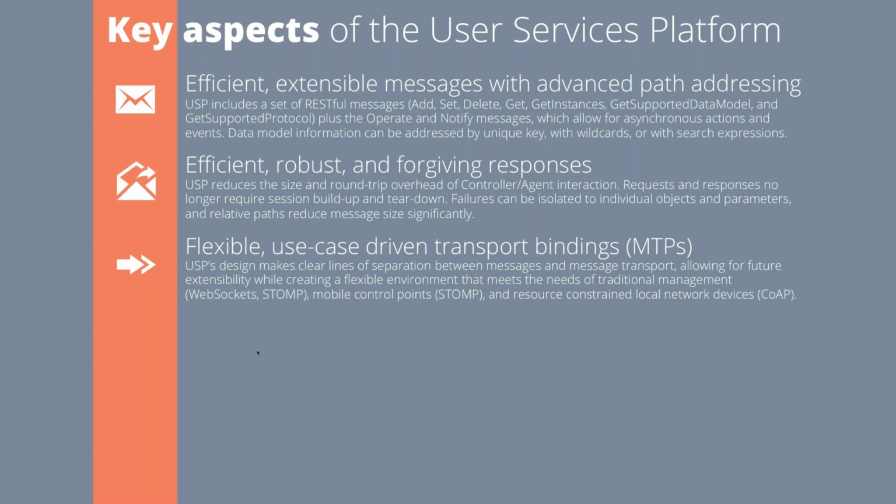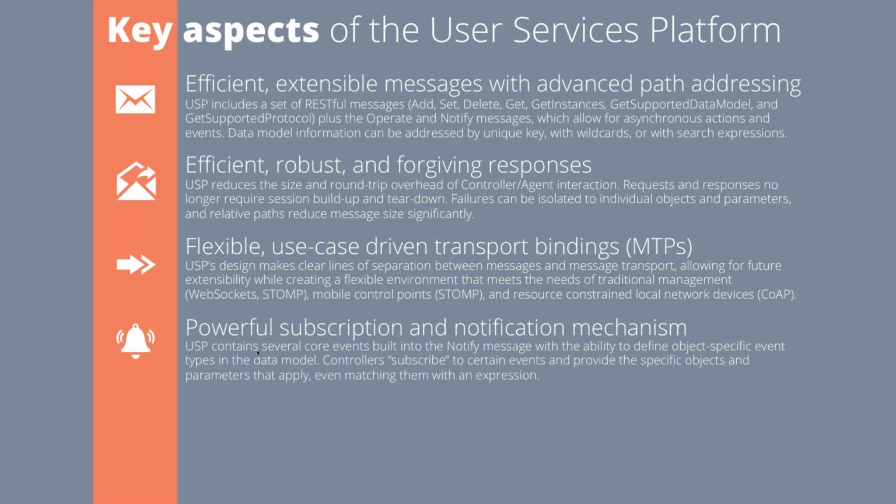In USP, the line between protocol and transport, which we call message transfer protocols, or MTPs, to not confuse it with the actual OSI transport, is very clearly defined. And this not only allows for future expansion, but it also ensures that the protocol will operate the same way, regardless of the use case, whether it's traditional management or control points that are moving across networks, or when you're using USP on constrained devices.